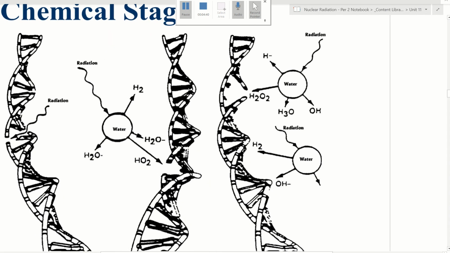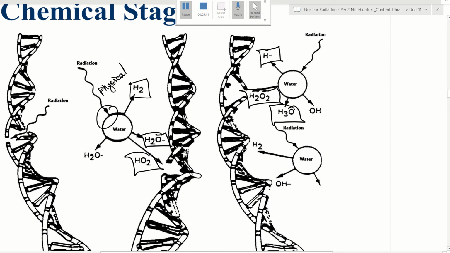During the chemical stage, radiation, this is the physical right here. So the physical stage is radiation hitting the water right here. And from that water, these ionizations can take place and can produce things like hydrogen. It can produce a water with a negative charge. It can produce a peroxide, if you will. You can have H2O2, this is hydrogen peroxide. You have hydride, which is over here, which is also very, very reactive.